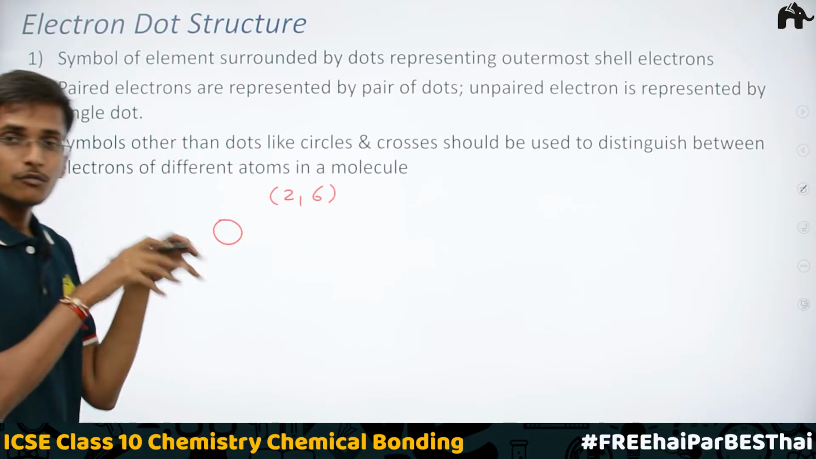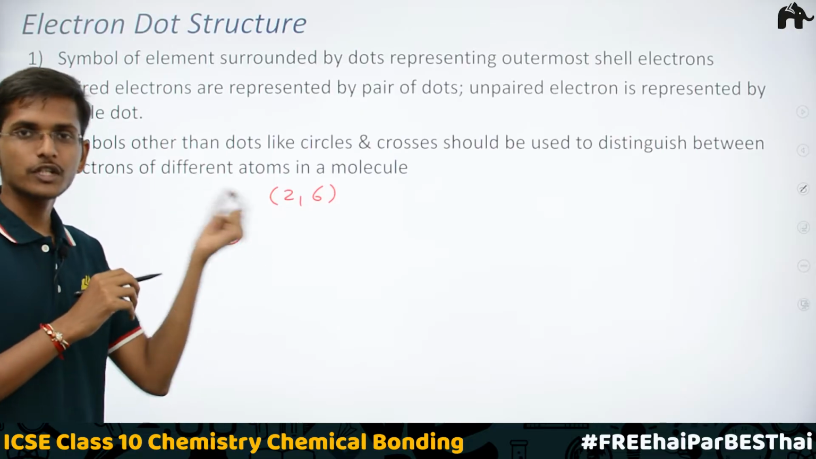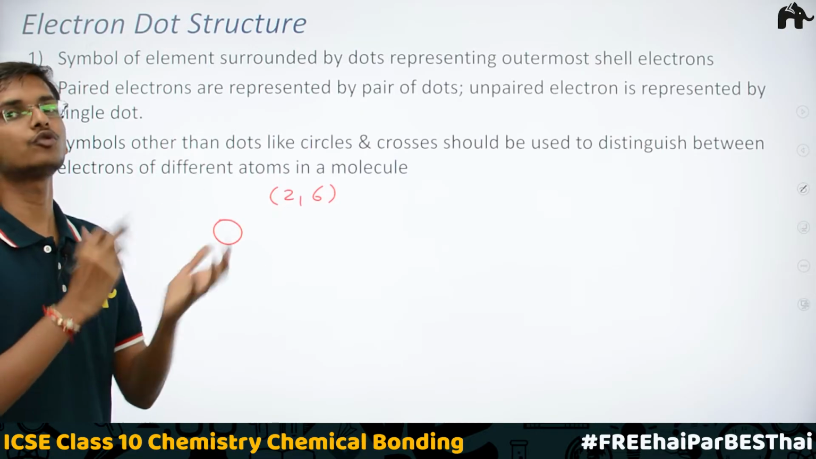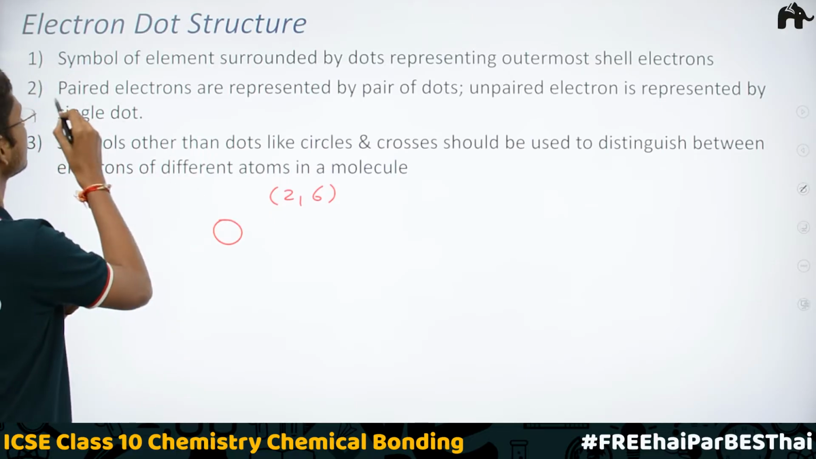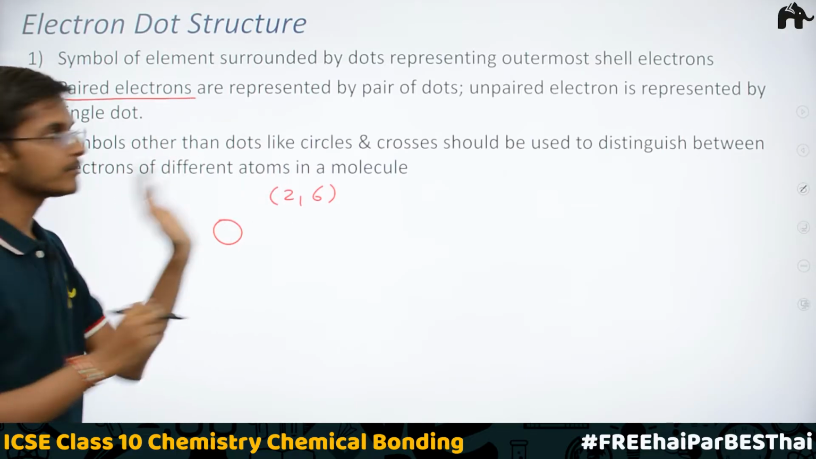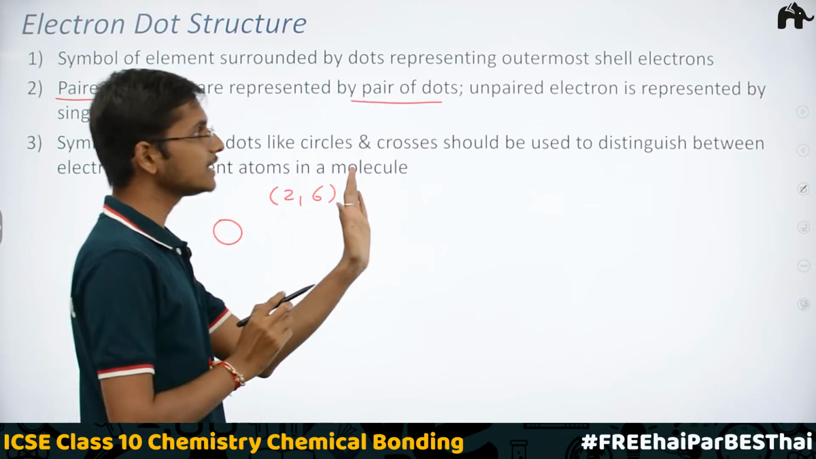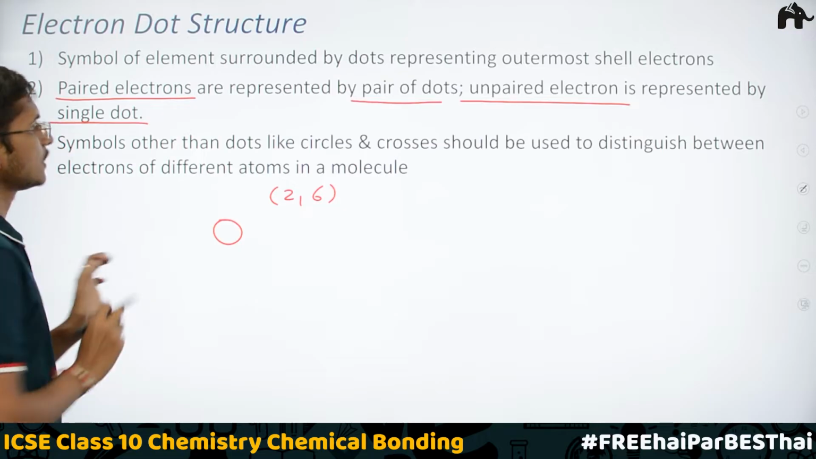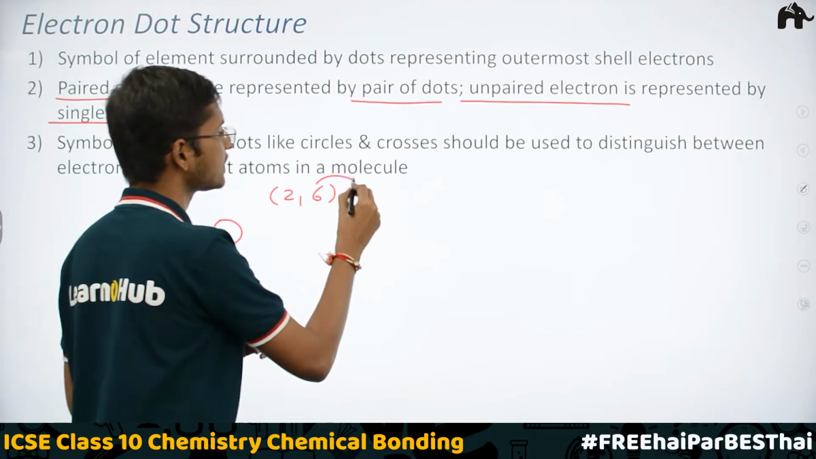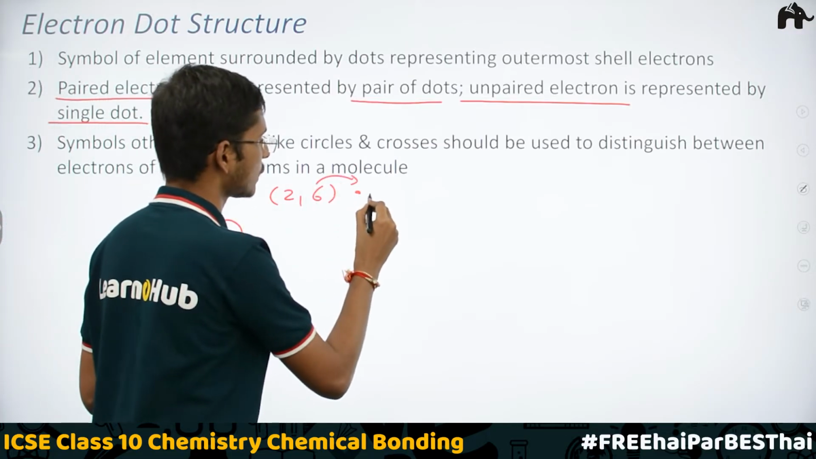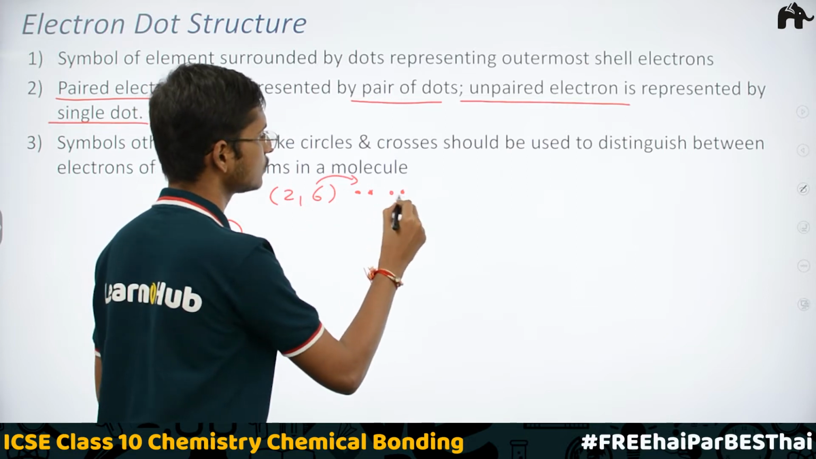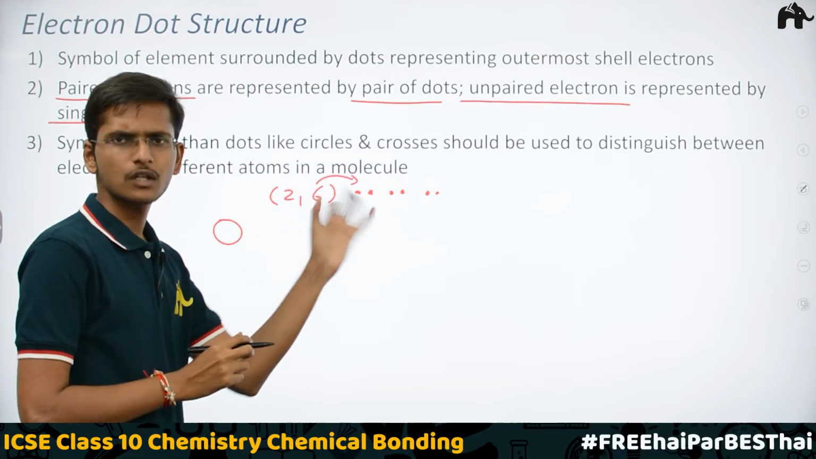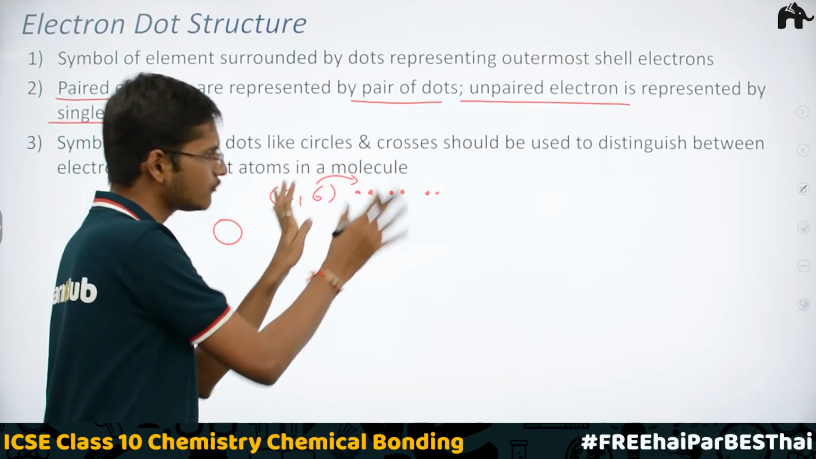Now before representing the outermost shell electrons with dots, let's move on to the second rule, because it tells us how to represent them. The second rule says that paired electrons should be represented by a pair of dots, and unpaired electrons should be represented by a single dot. So we would first pair up the electrons: 1, 2, 3, 4, 5, 6. I have paired up these 6 electrons. I have 3 pairs. Now how would I represent this?